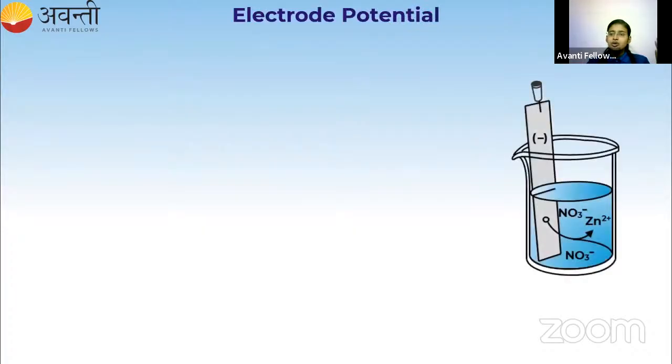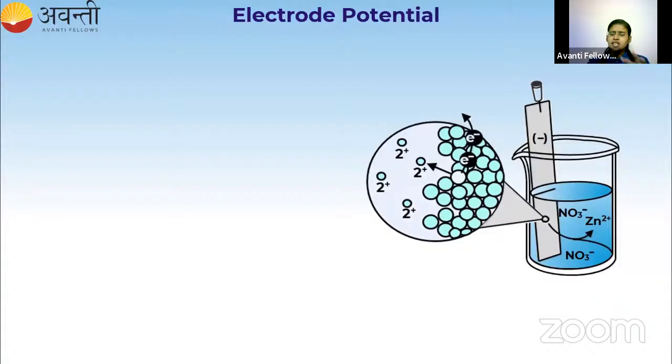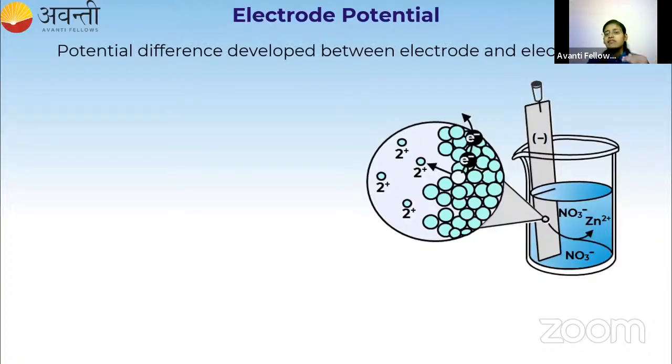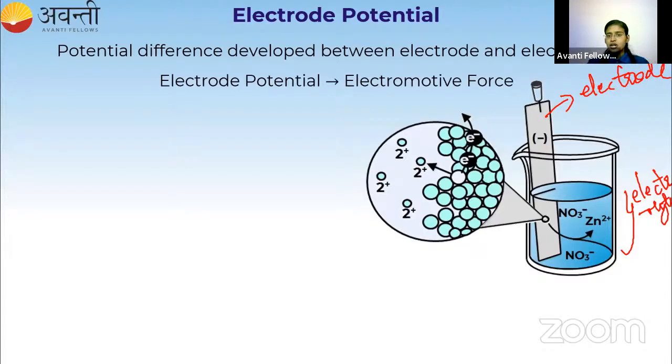So, what is an electrode potential? I have the electrolytic solution inside a beaker with an electrode dipped inside it, and there are cations and anions inside the container, right? There is some potential difference developed between the electrode and the electrolyte. This is called the electrode, and the solution is called the electrolyte or electrolytic solution. Between these two, there is some potential difference developed. That potential difference is called the electrode potential, and it is otherwise called the electromotive force of the cell.